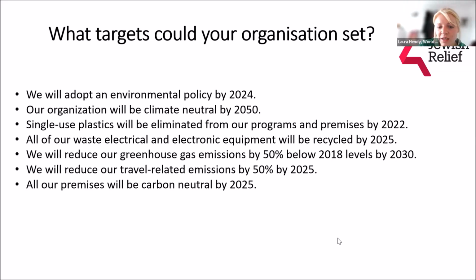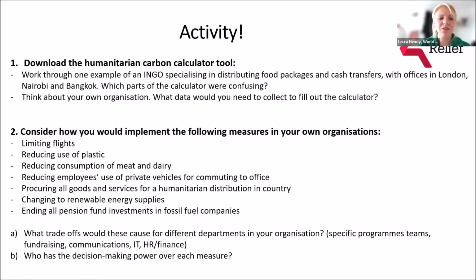And then just on to an activity. Given the time that we have, it might be better to stick with the second one of the two on the screen. So we're going to break out into groups of around 4 people, and consider within your own organization, how would you implement the following activities? If you wanted to limit your flights, reduce your use of plastic, reduce consumption of meat and dairy, reduce employees' use of private vehicles for their office commutes, procure all goods and services for any humanitarian work within the country that the programme is taking place in, switch to only renewable energy suppliers, and end all pension fund investments in fossil fuel companies.